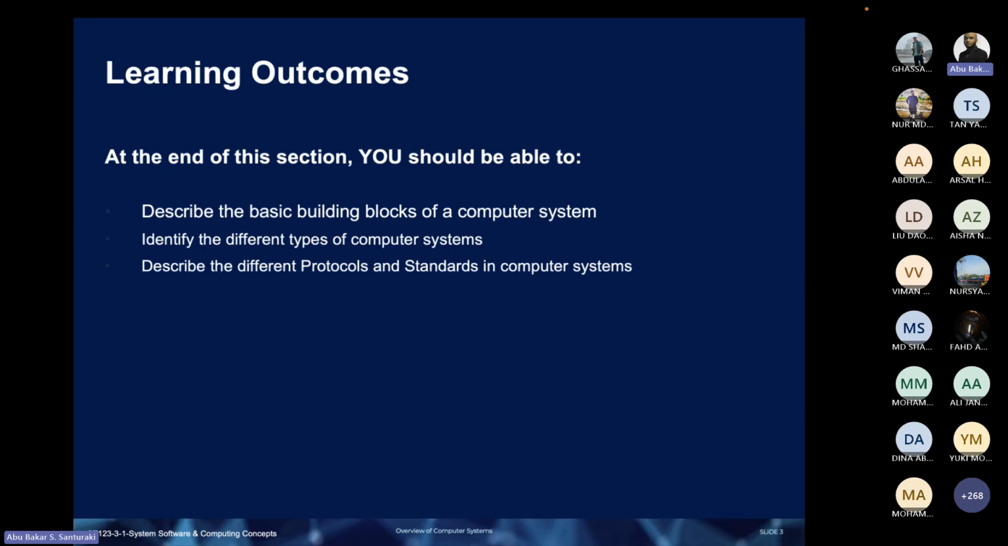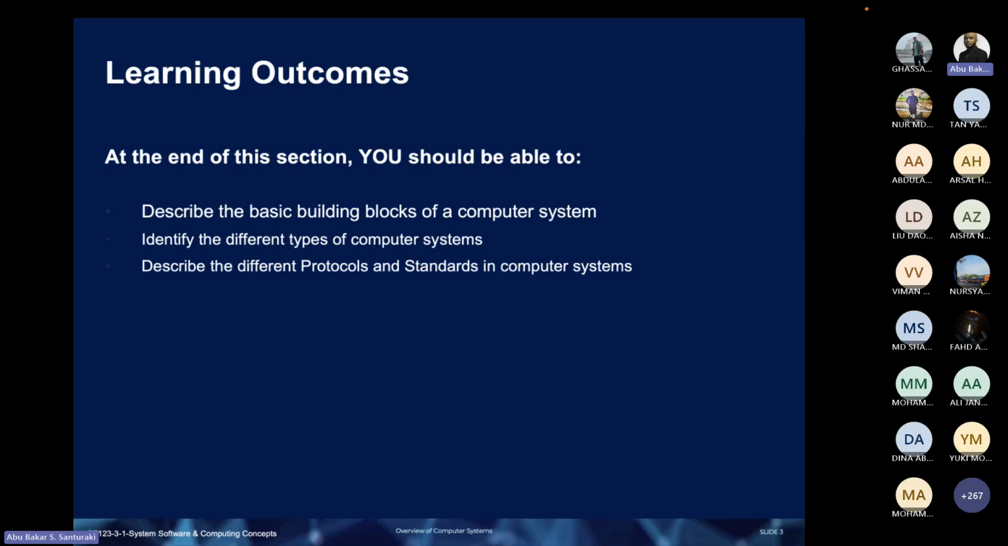So for this particular chapter that we're looking at, these are the questions that we will need to be able to answer in order to be able to deal with the exam appropriately. It says you need to be able to describe the basic building blocks of a computer system. That means you need to understand the general architecture of computers. The second says identify the different types of computer systems, indicating that there are types, and those types are classified based on their characteristics. So we'll look at a few characteristics of different types of systems. And of course, describe the different protocols and standards in a computer system.